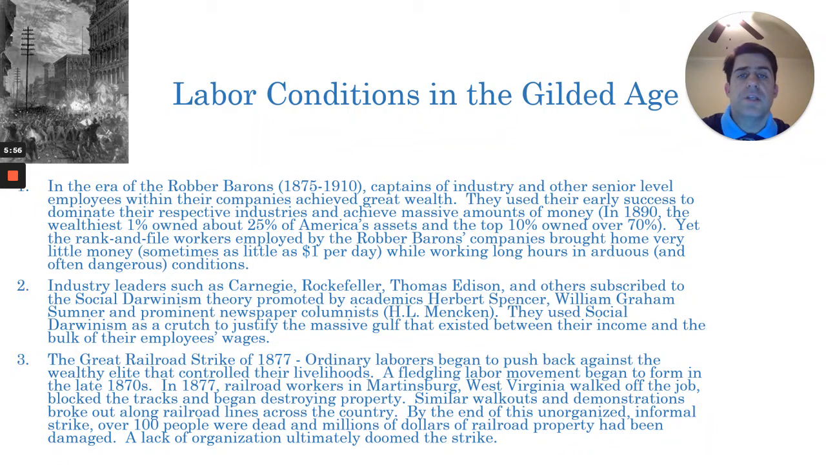The industry leaders, as I mentioned, Carnegie, Rockefeller, Thomas Edison, and others, subscribed to the theory of social Darwinism, promoted by academics such as Herbert Spencer and William Graham Sumner, and adopted by prominent newspaper columnists such as H.L. Mencken. And they used this social Darwinism theory, the robber barons did, as a crutch to justify the massive gulf that existed between their incomes and the bulk of their employees' wages.